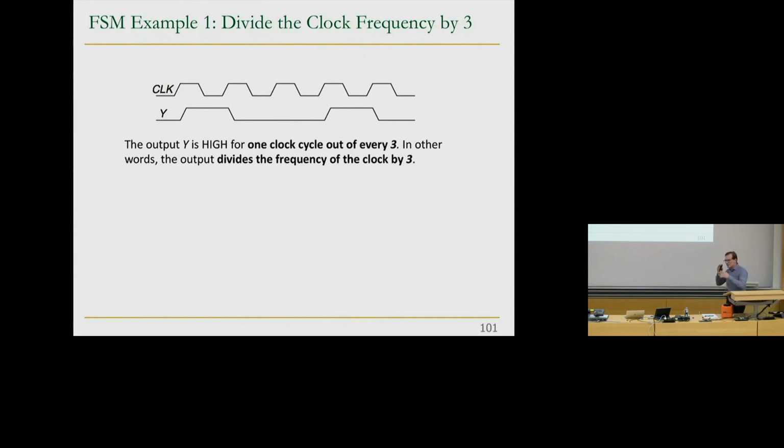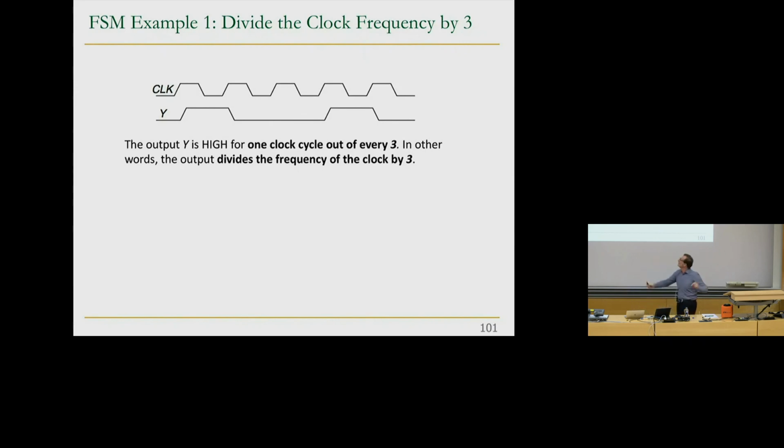Basically, okay, I said testing. I want to say finite state machine. So we're going to build a finite state machine very quickly. It's very simple. This is the finite state machine that we want. We want to divide the clock frequency by 3. This is how we implement dynamic frequency scaling in existing machines.